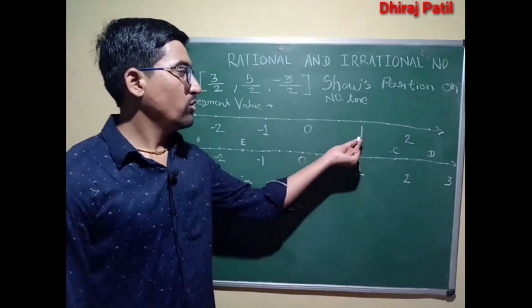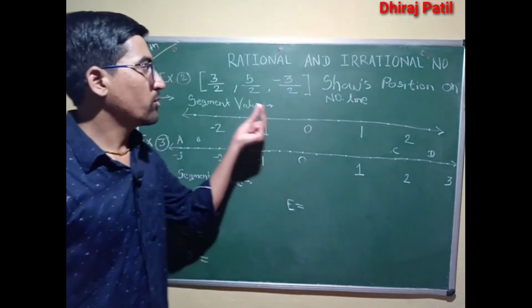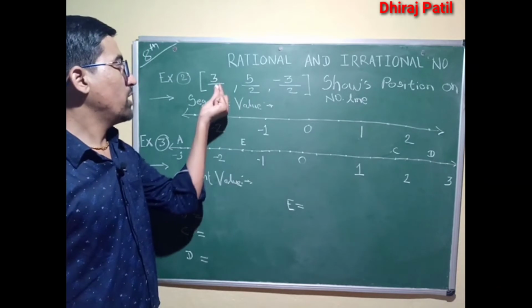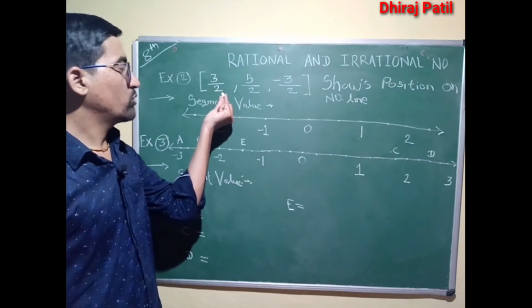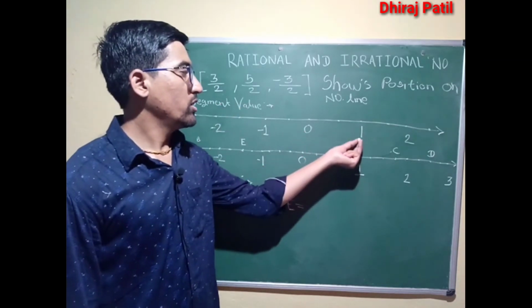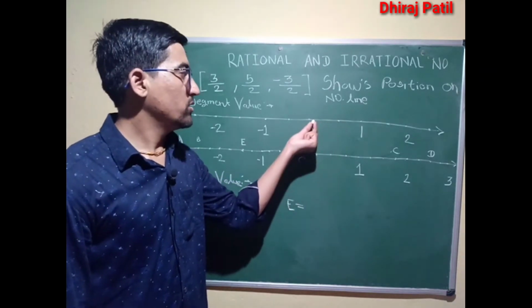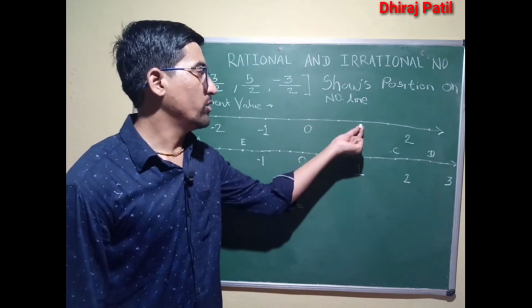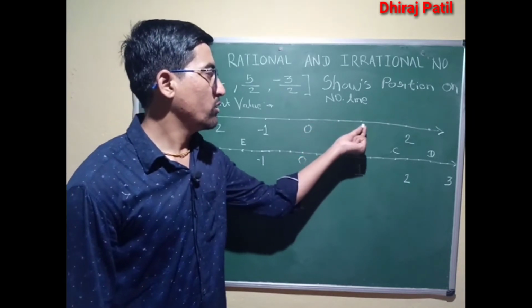Each unit value is divided into how many segments? In our example, I have 3 by 2. It means the denominator shows 1 by 2, so our unit value is divided into two equal segments. This is the first and this is the second one, and each segment value is 1 by 2 and 1 by 2.